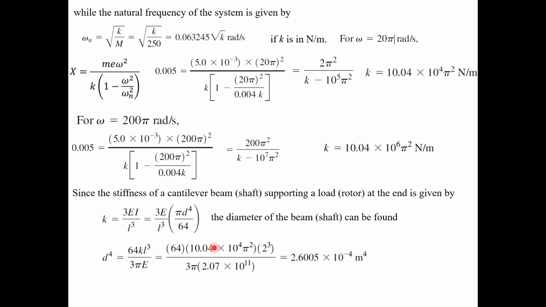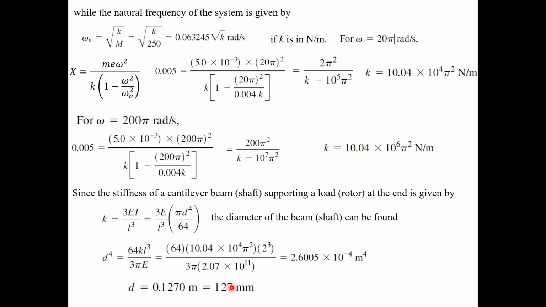Now K is the least value, length is given, 2 meter, so it is taken here. Meter cube, 64 is here, 3 pi is here. Now the solution is 2.6005 into 10 raised to minus 4 meter. So if you take d, the fourth root, you will get d is equal to 0.127 meter. So it is 127 mm. That is the shaft diameter required.